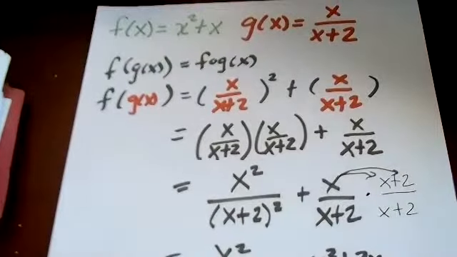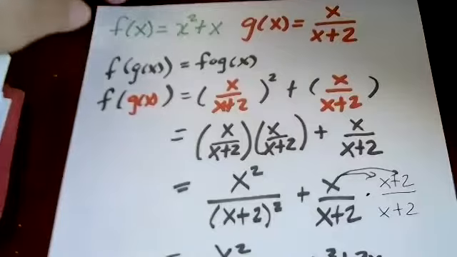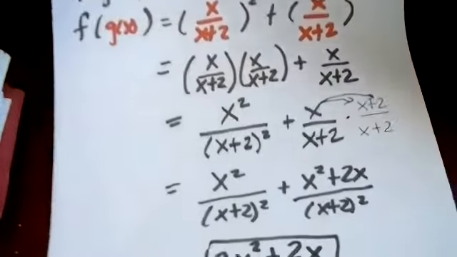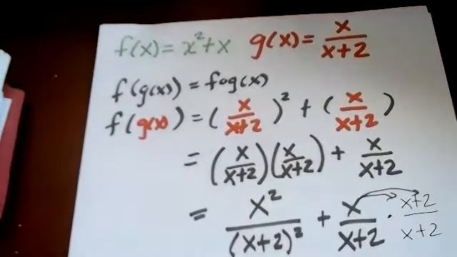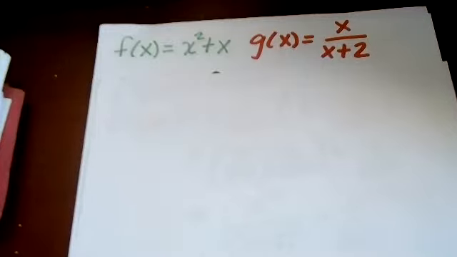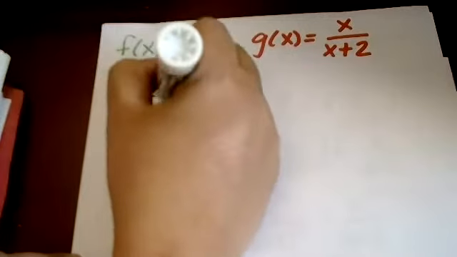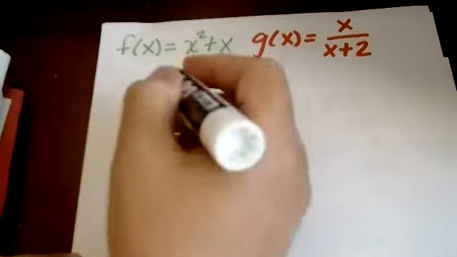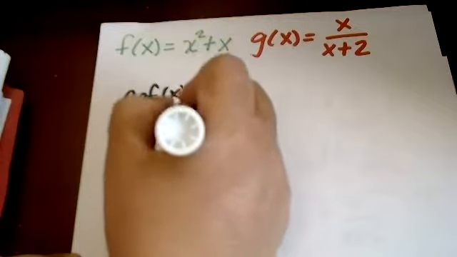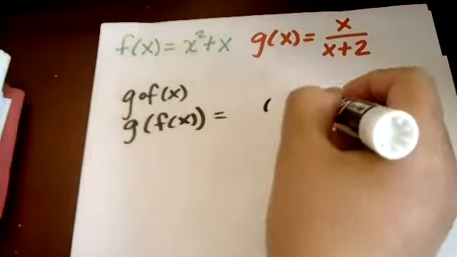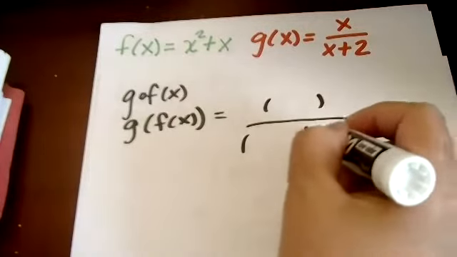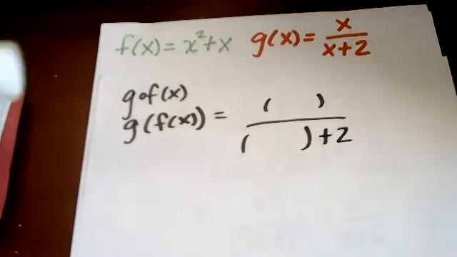Notice if I did the reverse, I would get something a little different. So when I did f of g, I get 2x squared plus 2x over x plus 2 squared. If instead I do g of f, so g composed with f of x, which would be g of f of x, I'm going to start with the g function, which is x over x plus 2.